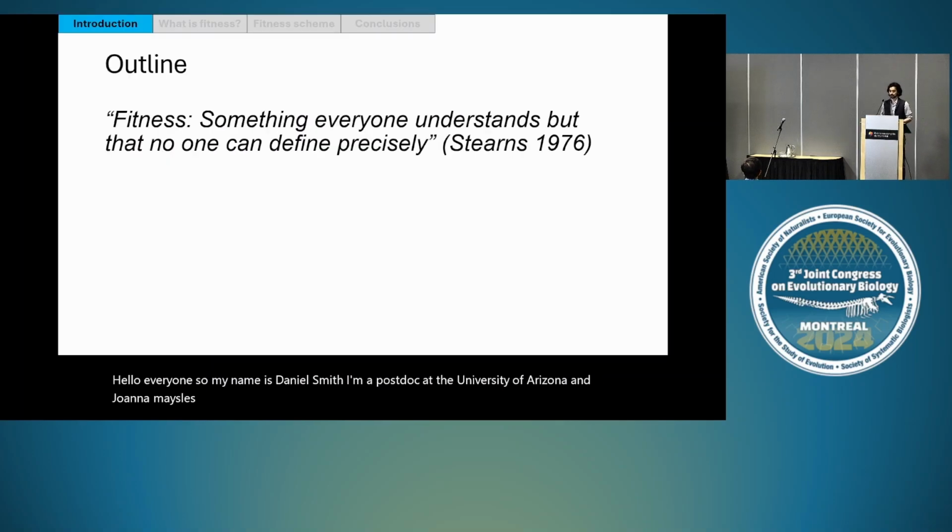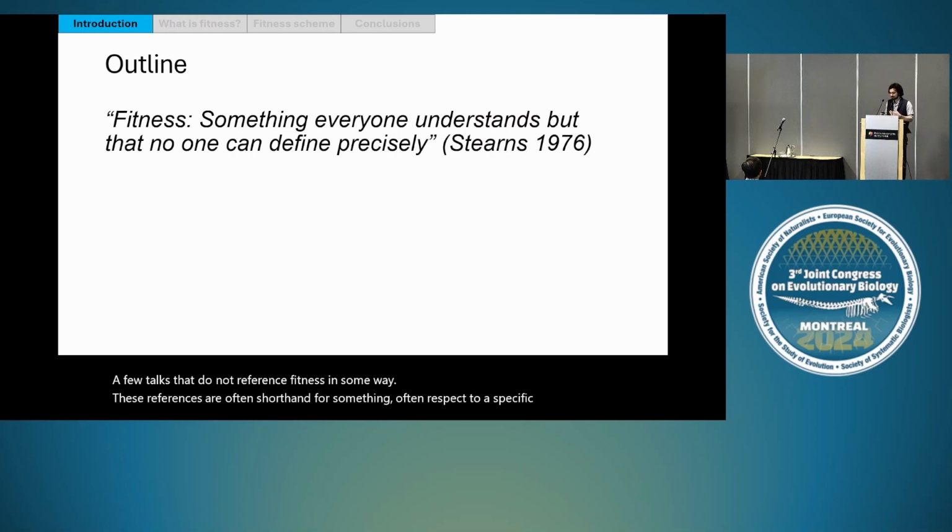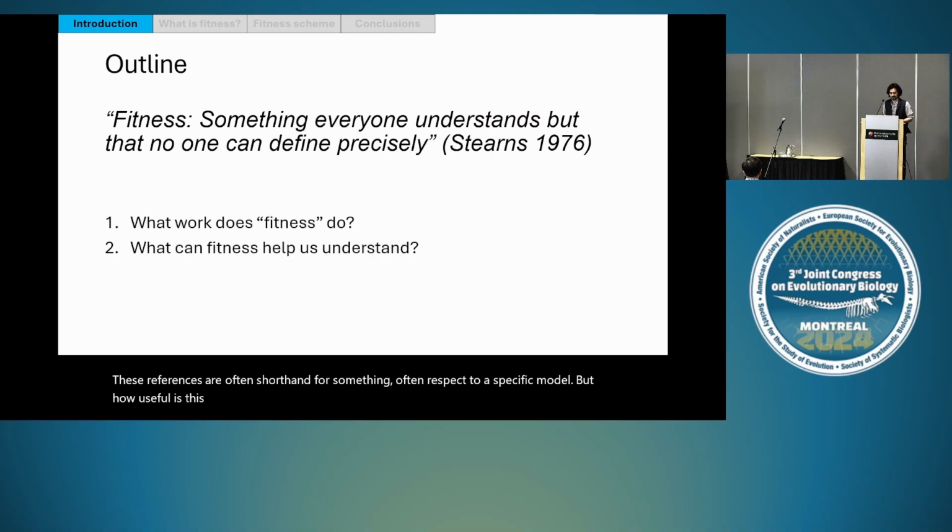And I'd like to start things off with this quote from Stephen Stearns that I find amusing. Fitness, something everyone understands, but no one can define precisely. Indeed, listening to talks throughout this conference, I've heard few talks that do not reference fitness in some way. These references are often shorthand for something, often with respect to a specific model. But how useful is this imprecise use of fitness? And so today I'm going to talk about what work does fitness do, and what can fitness help us understand?